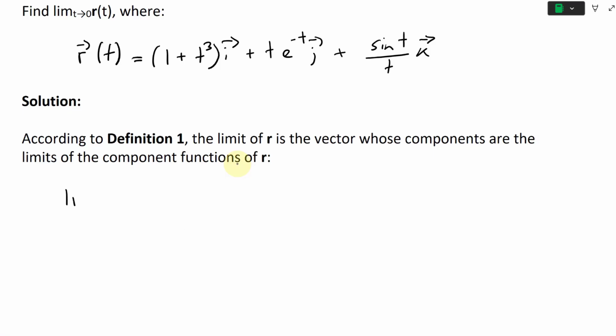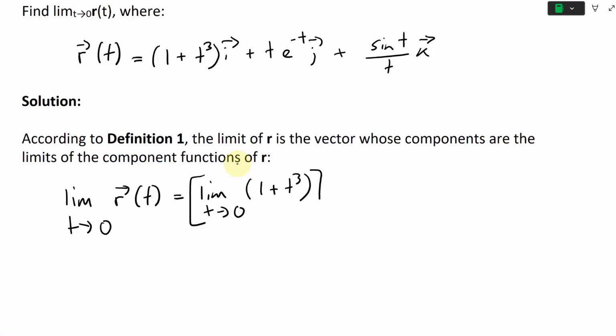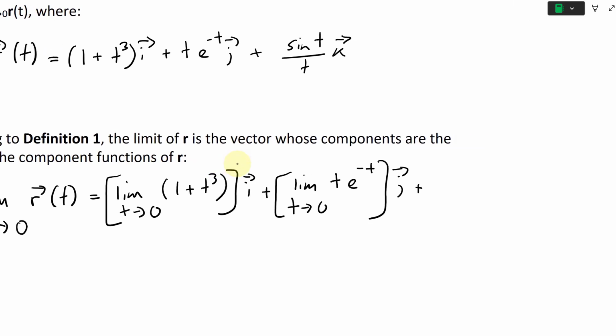So the limit as t approaches 0 of r of t is equal to the limit as t approaches 0 of 1 plus t cubed, times the i vector, plus the limit as t approaches 0 of t e to the negative t, times the j vector, and the last one, plus the limit as t approaches 0 of sine t over t, times the k vector, like that.